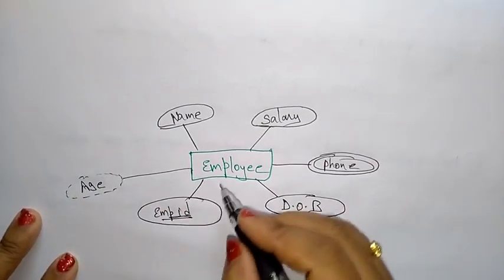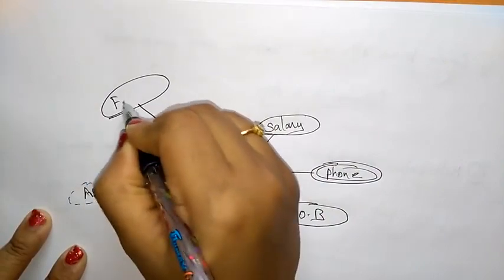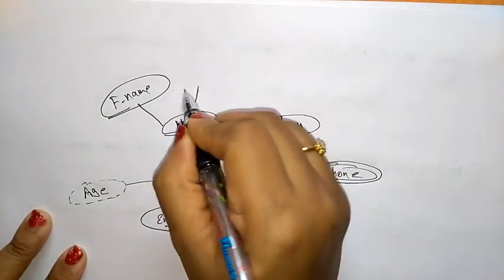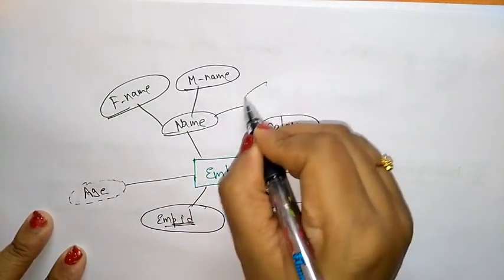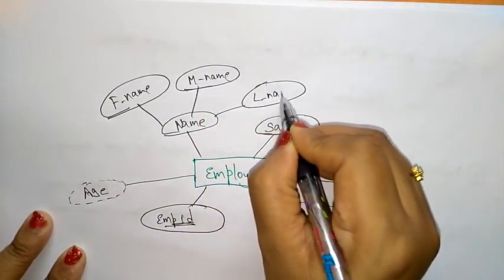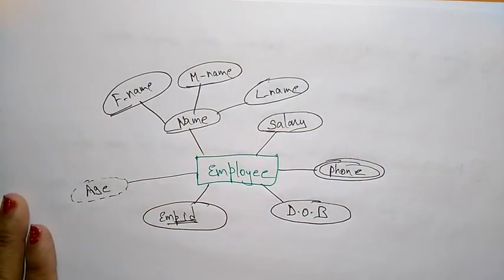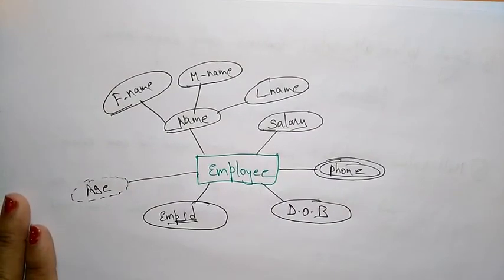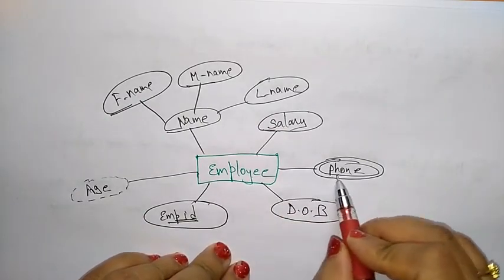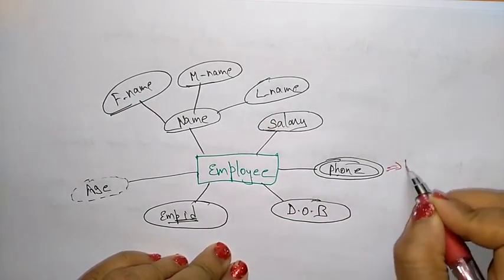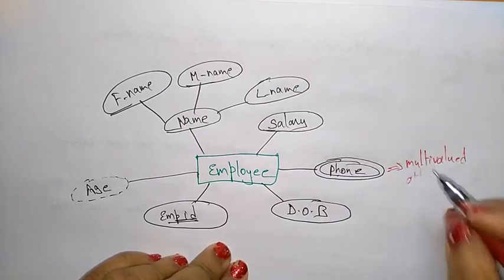Age, and the name has first name, middle name, and last name. So this is the diagrammatic representation of this entity and attribute relation. Here this is an employee. Employee may have more than one phone number. So this is a representation of a multi-valued attribute. This is a multi-valued attribute.